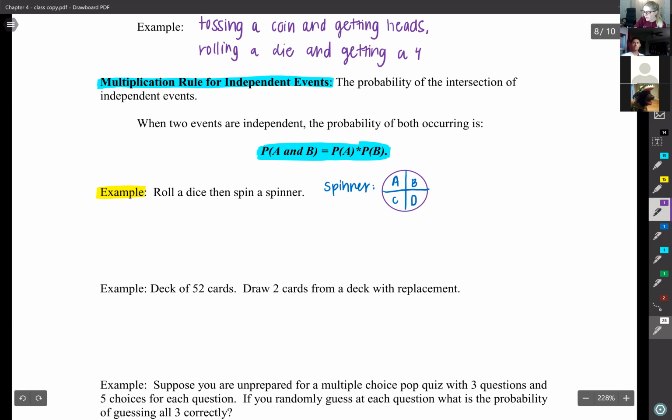I'm going to call my event A rolling a 4. And I'm going to define B as landing on B, so I spin the spinner and it lands on B. Okay, so let's calculate the probability of A and B happening. So this is P, A, and B.